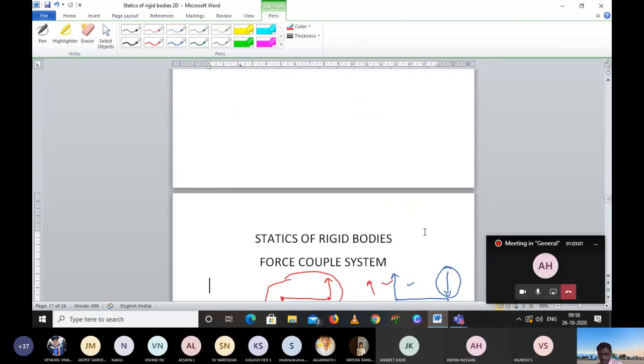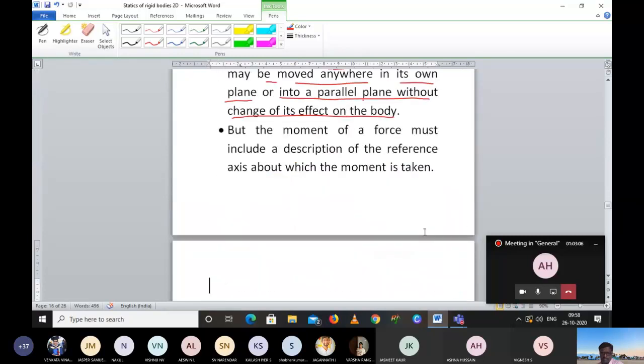But when you are coming to the moment, you should take from the origin. Without that, you cannot calculate the moment. In the moment of a force, it should be from the reference where you are taking. But a couple can act anywhere in the system. Please take a note, these two are the difference. But moment should be with respect to any one of the points.